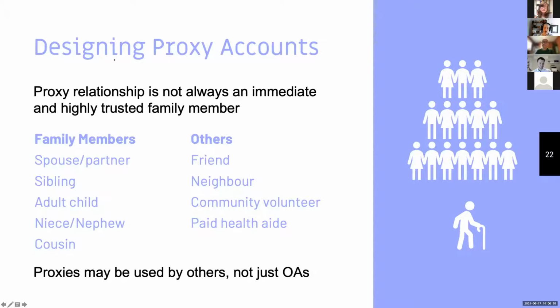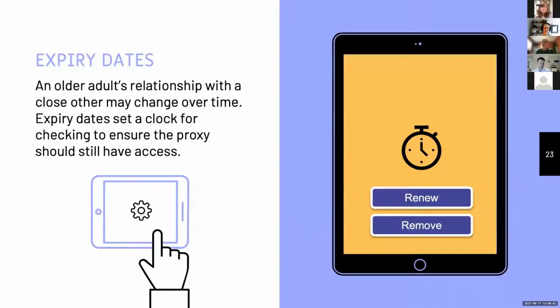And anything that we design in this sense may help not just older adults, because there may be lots of others who also need proxy help. Somebody who's got a disability, somebody who suddenly gets a serious illness. This could happen to anybody and need this kind of proxy help.